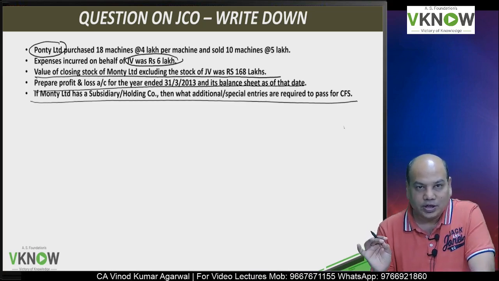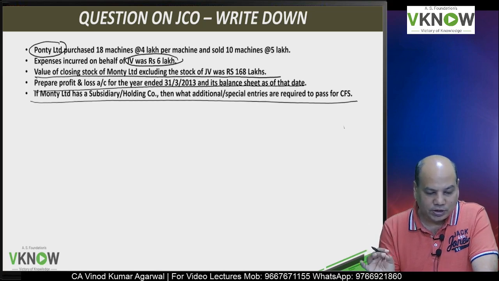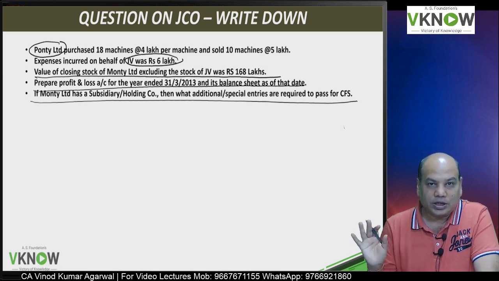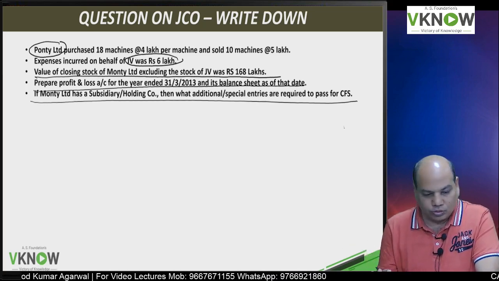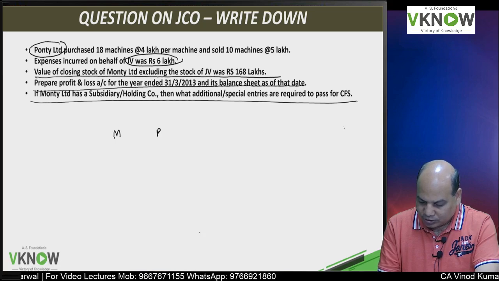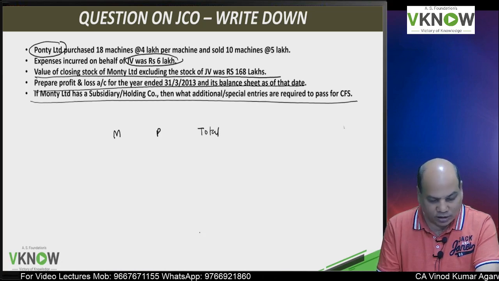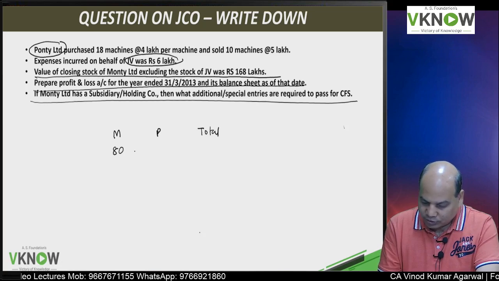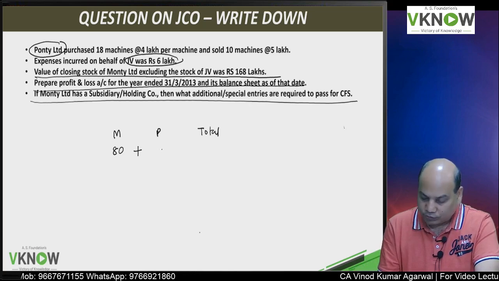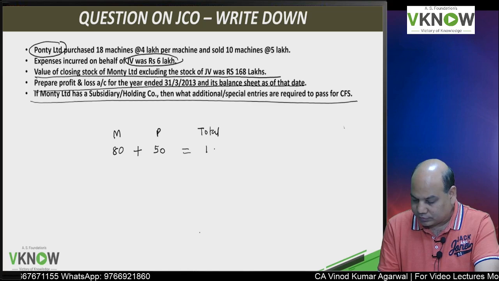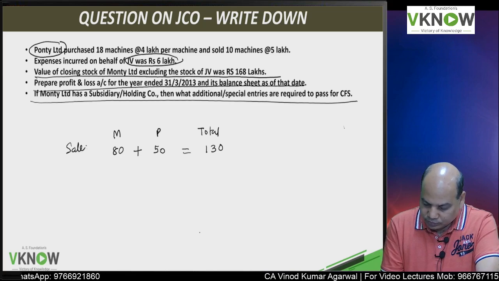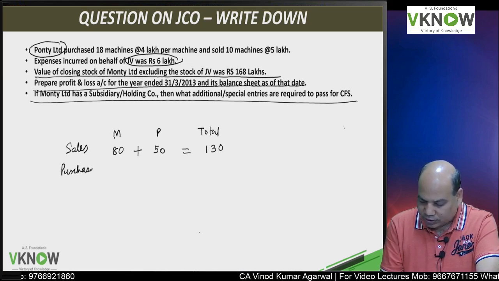Monty will record his share in revenue, his share in purchase, his share in expense, and his share in the stock relating to venture. Now the student will understand. Monty and Ponty together have made sales: Monty has sold 80, Ponty has sold 10 machines at 5 lakh, 10 into 5, 50. So total sales of the joint venture is 130. Purchase, understand, then we'll write the answer nicely.